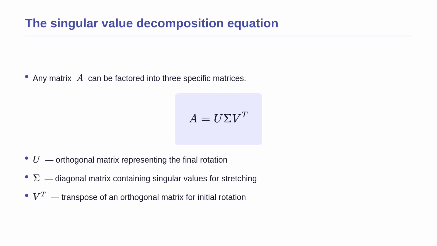The matrix U is an orthogonal matrix, representing the final rotation or reflection in space. The middle matrix, sigma, is a diagonal matrix. Its diagonal entries are called singular values, and they represent the pure stretching or shrinking along the main axes. Finally, V transpose is the transpose of another orthogonal matrix, representing the very first rotation applied to the space. If you increase a singular value in sigma, the space stretches more in that specific direction.